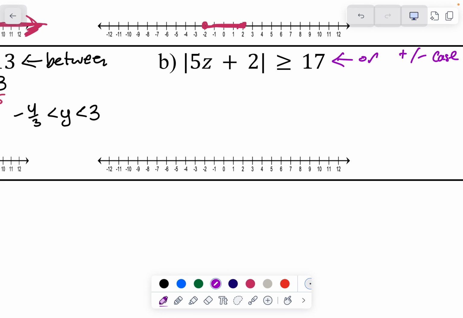Subtract 2. 5z is greater than or equal to 15. Divide by 5, we get that z is greater than or equal to 3. So that's our left one. Now let's go ahead and do our right one. If we subtract 2 from both sides, we get that 5z is less than or equal to negative 19. And then we're going to divide both sides by 5. Now, dividing by 5 gives me a super nice decimal. And so we get that z is less than or equal to negative 3.8.